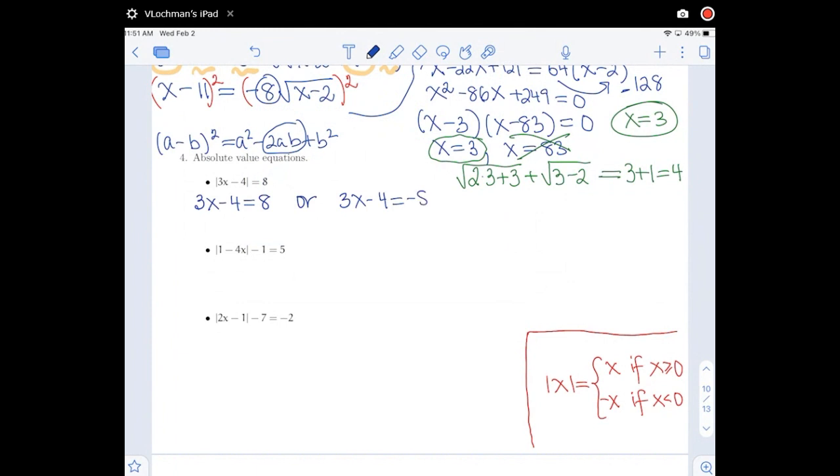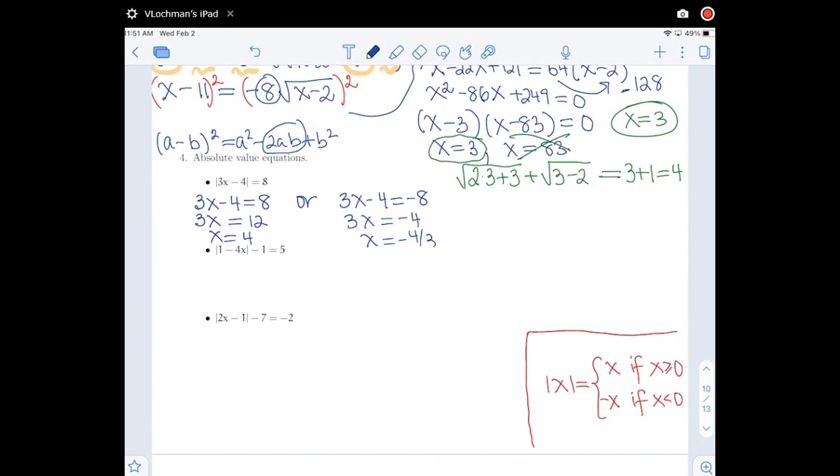Okay, so we split it up into two scenarios. If that's the case, then we can simply solve this. These are easy linear equations, right? So 3x is equal to what? 12 for this one, so x is equal to 4, or 3x is equal to negative 4, so x is equal to negative 4 over 3.